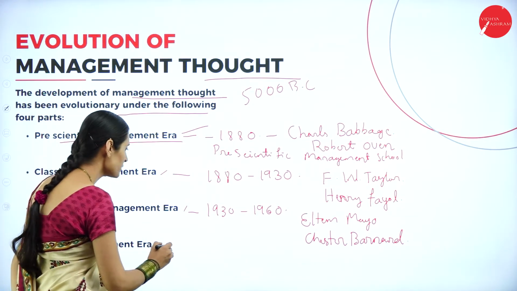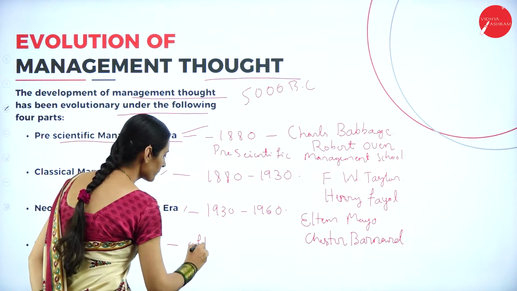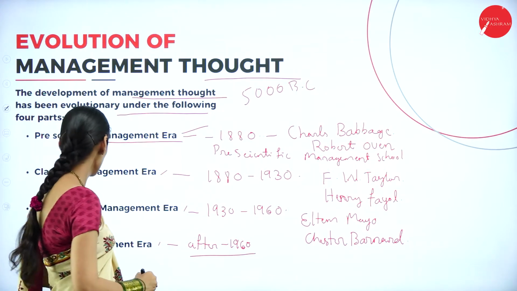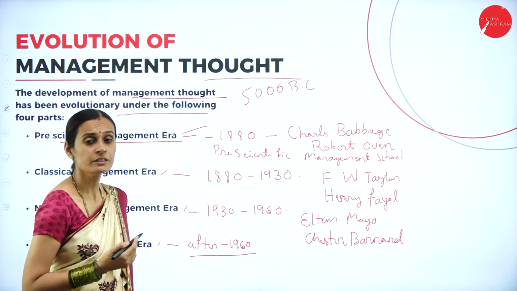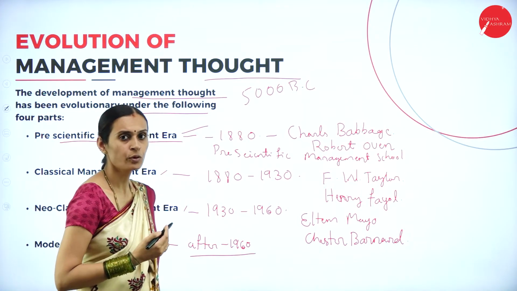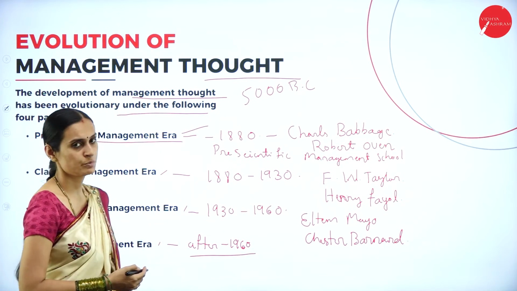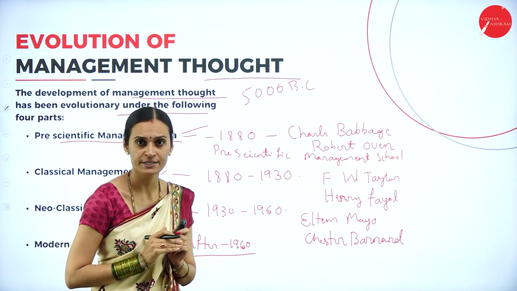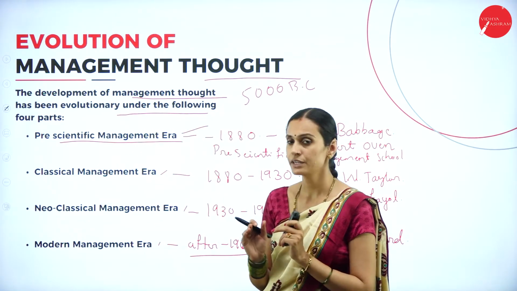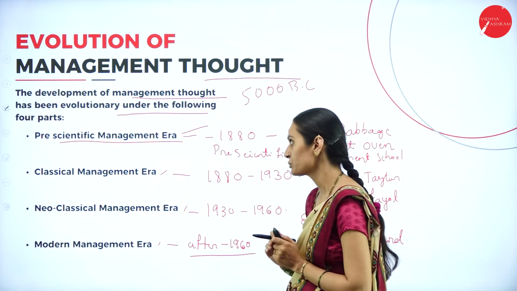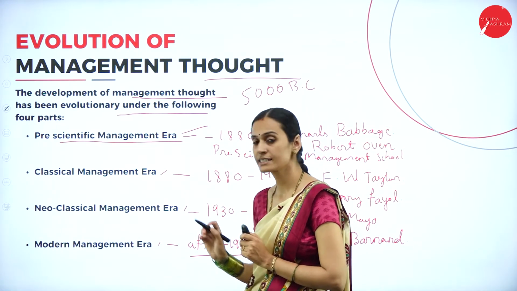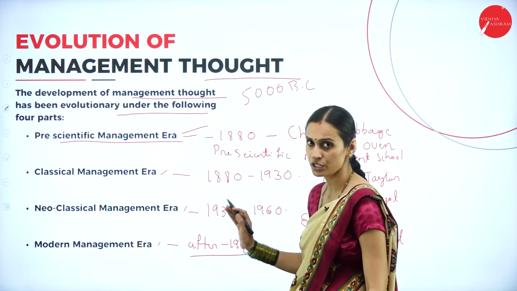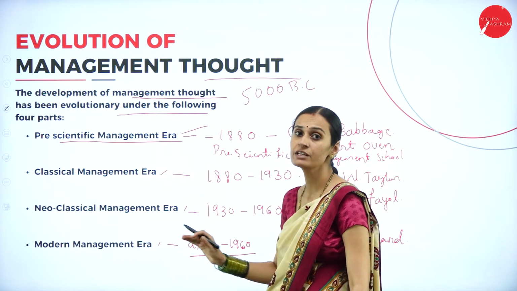And then the modern management era. After 1960, yes, this is called the modern management era. Robert Scaliper and Herbert Simon, those two important thinkers, contributed to the modern management era. They suggested the impact of the environment on the effectiveness of organizations. Okay, so these are the different parts of the evolution of management: pre-scientific, classical, neoclassical and modern. Just remember the two important thinkers, who concentrated on different objectives.